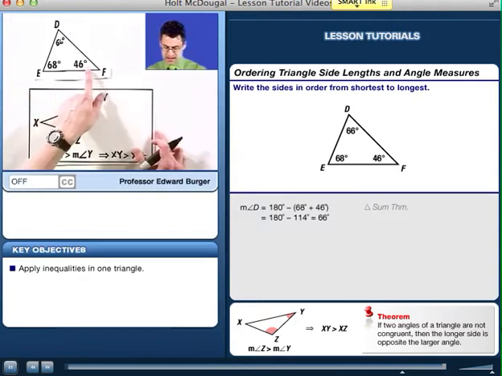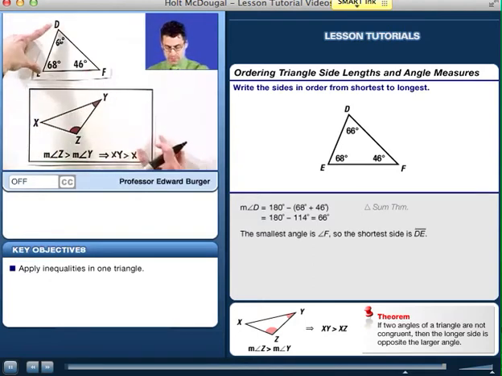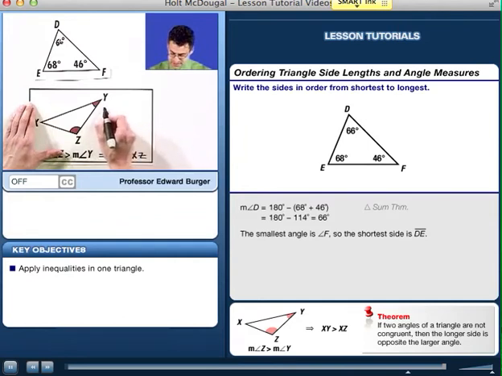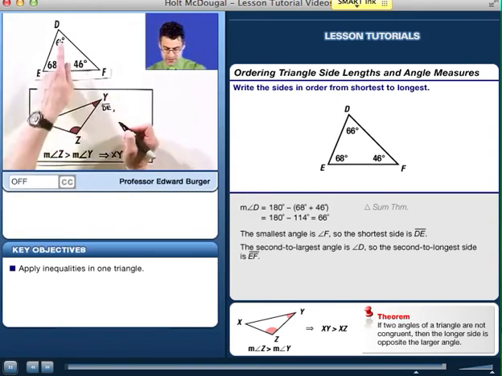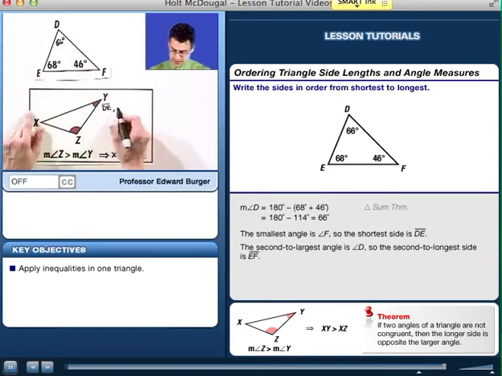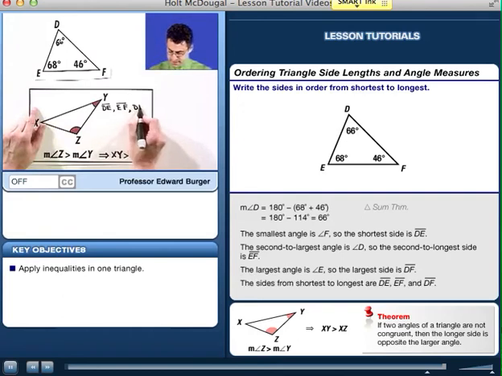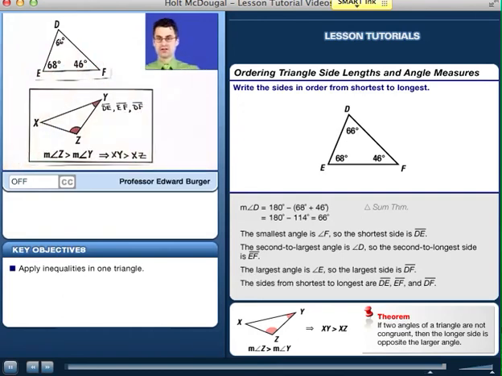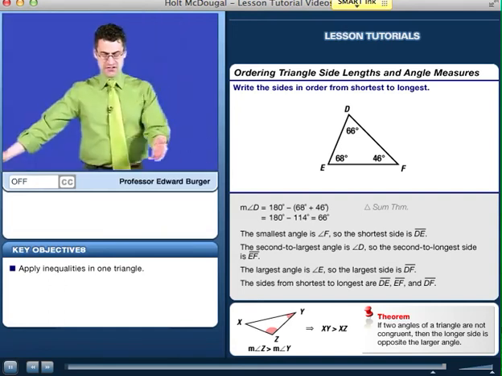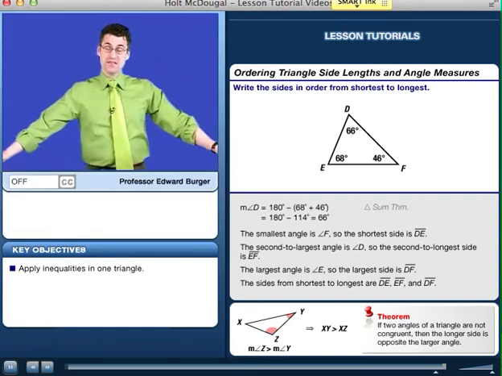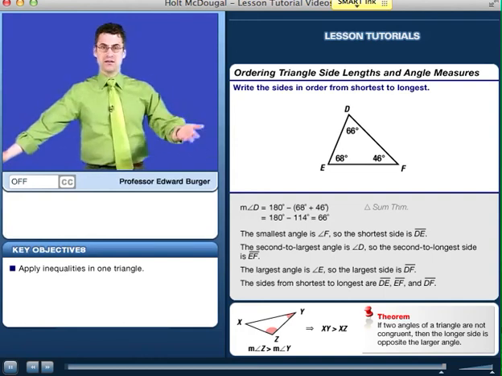I look for the tiniest angle, 46, that's the shortest side opposite. So DE. That side is going to be the shortest, followed by EF, because that is opposite the next largest angle. And then the last side, which is DF, is the largest because it's opposite the largest angle. So there you have it. We can actually figure out inequalities involving the angles or involving the side lengths just by knowing one. It'll give me the other.